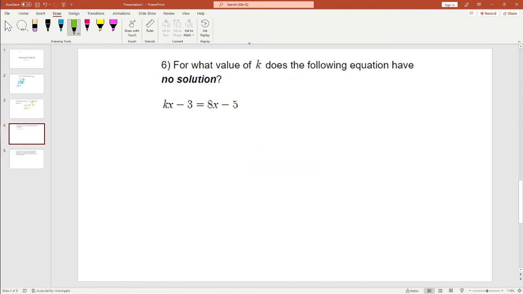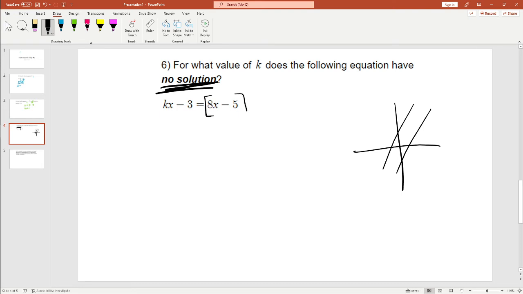Here, I remember this question. For what value of k does the following equation have no solution? So remember, when we're graphing lines and we're trying to find the solution to a system of equations, there are 3 scenarios. You could have lines where they intersect at one point, and that's your solution. You could have lines that are parallel, and they don't intersect at all, which means there are no solutions. And you could also have the situation where our lines are right on top of each other, so there are infinite solutions.